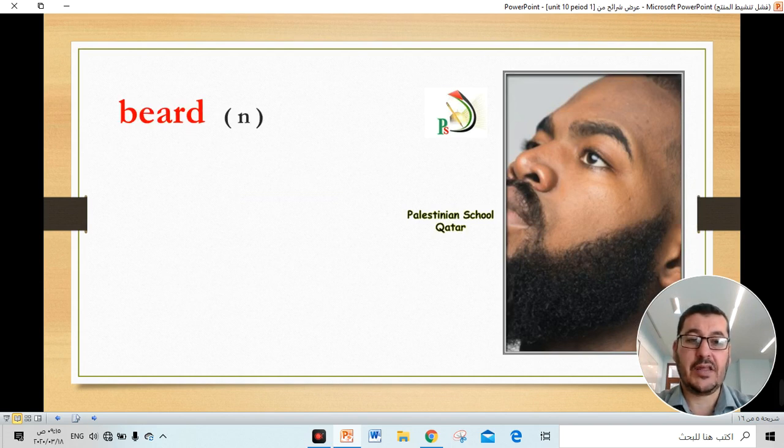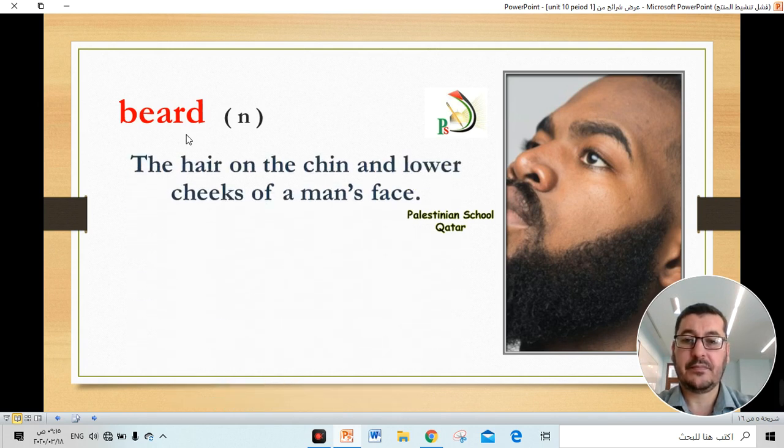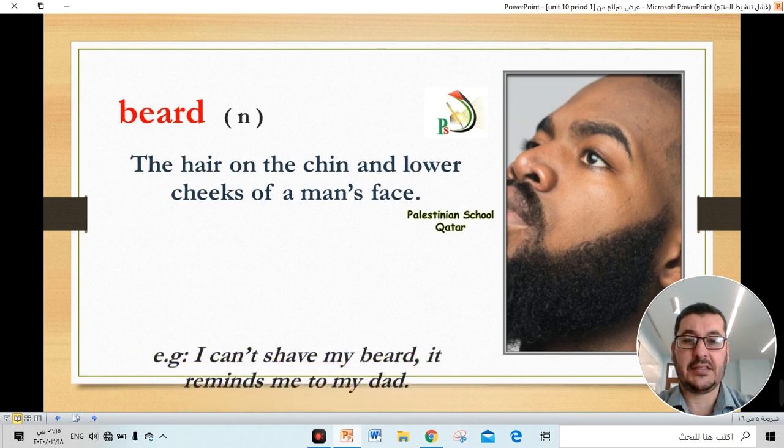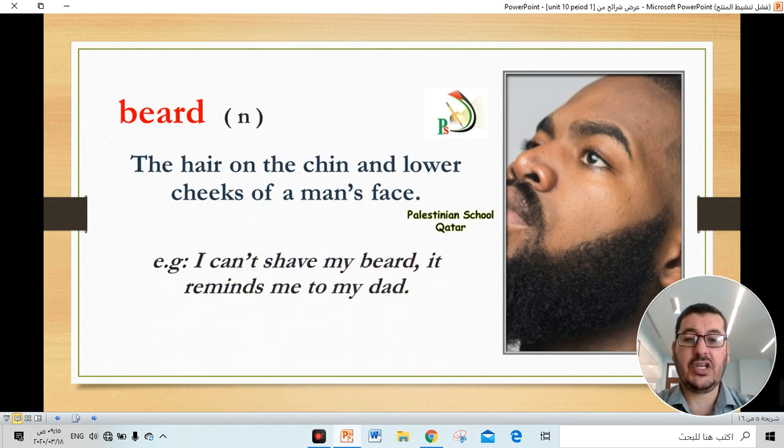Next, look at the picture, we have beard. Okay, beard. The hair on the chin and lower cheeks on a man's face. For example, I can't shave my beard. It reminds me of my dad.